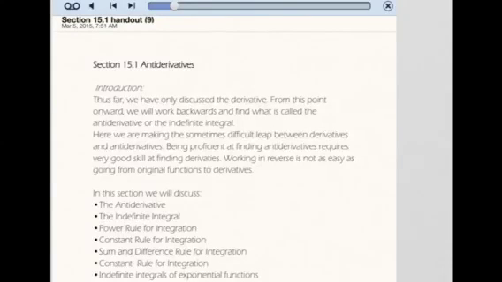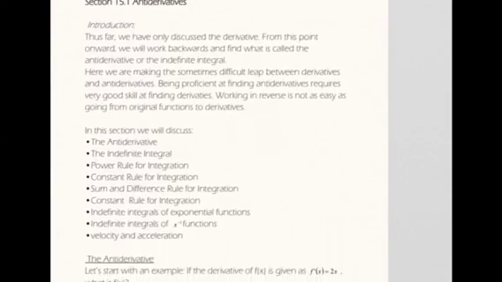Okay, so today we'll discuss section 15.1, antiderivatives. So far we've only discussed the derivative. From this point onward, we're going to work backwards to find what's called the antiderivative, which is also called the indefinite integral. Here we're making the sometimes difficult leap between derivatives and their opposite, antiderivatives. You have to first be proficient at finding derivatives in order to find antiderivatives. Working in reverse is not always as easy as finding derivatives.